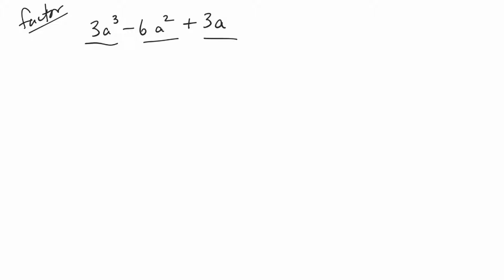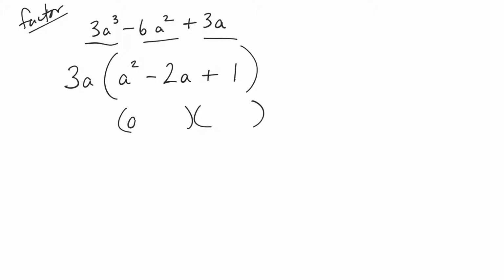So a 3 will divide into all of them, and they each have an a. If I factor that common factor out, I'm left with a squared minus 2a plus 1. Now what's left there, I find two numbers that multiply to 1 and add to negative 2. They're both going to be negative 1. And so I finish with 3a times (a minus 1). Both those factors are the same, so I can say it's squared. So that's how I would do that one.